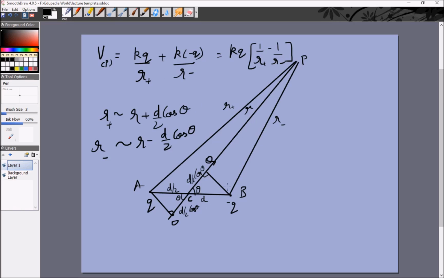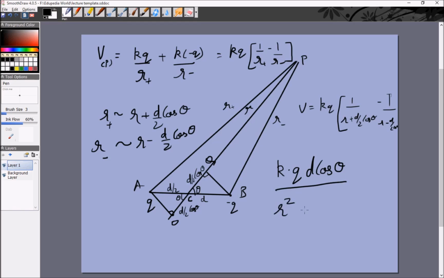So after writing these two, it becomes easy enough. What we get is V is equal to kQ times (1 by r plus d by 2 cos theta minus 1 by r minus d by 2 cos theta). You take the LCM and you simplify it, and eventually the answer you will get is k into Q into d cos theta, because r minus d by 2 cos theta and r plus d by 2 cos theta when subtracted will give me twice of d by 2 cos theta, so d cos theta divided by r square minus d square by 4 cos square theta.